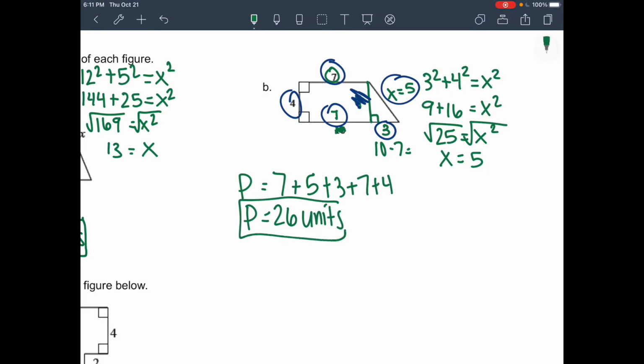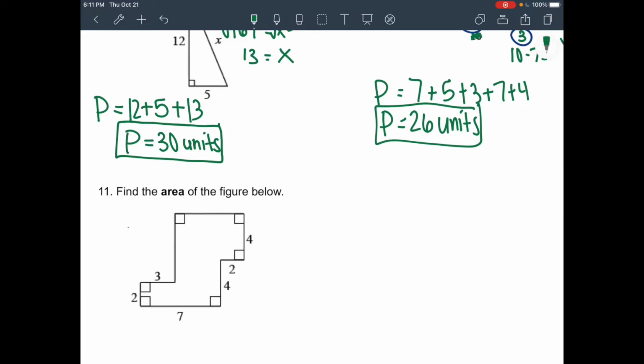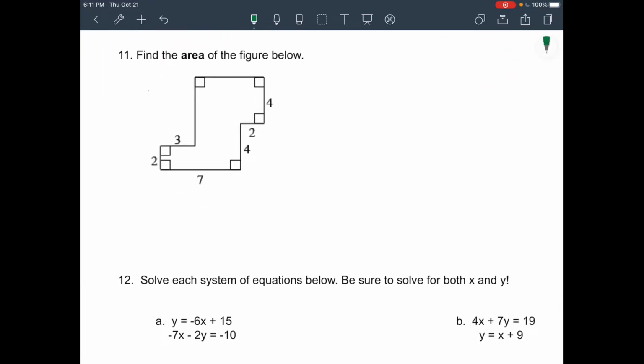All right. The next one says find the area of the figure. So there's different ways to do this, but I'm going to cut it up into different rectangles. You could go horizontally, you could go vertically. And I'm sure there's probably other situations you could create and still be able to get what you need. But I'm going to get myself 3 different rectangles and then find the areas of those.